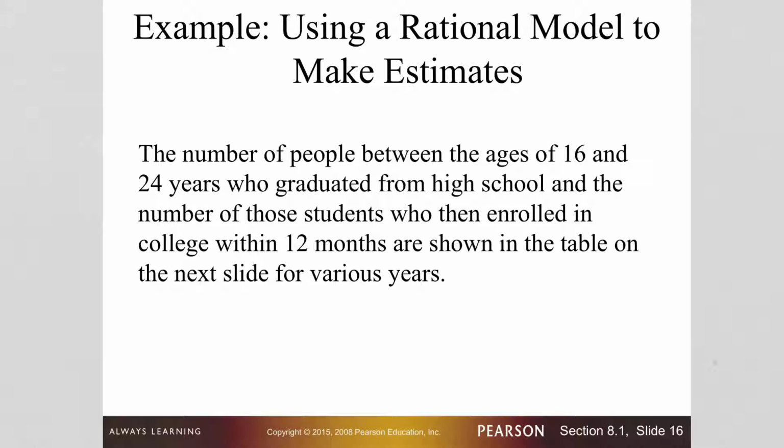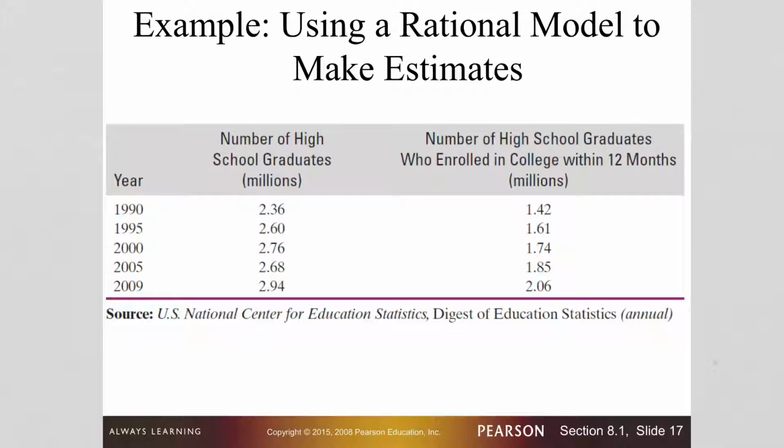All right, so we're going to use a rational model to make some estimates here. The number of people between ages of 16 and 24 years who graduated from high school and the number of those who then enrolled in college within 12 months are shown in the next table on the next slide for various years. So let's take a look at that. All right, so here's our table. Take a second just to read through this, and then we're going to talk about what this means.